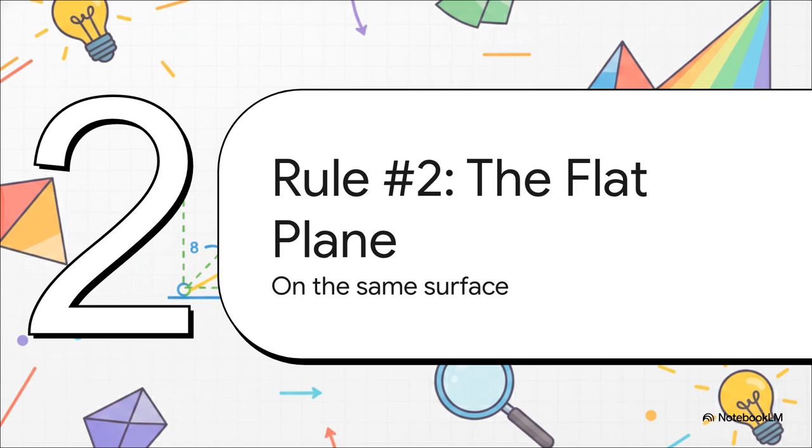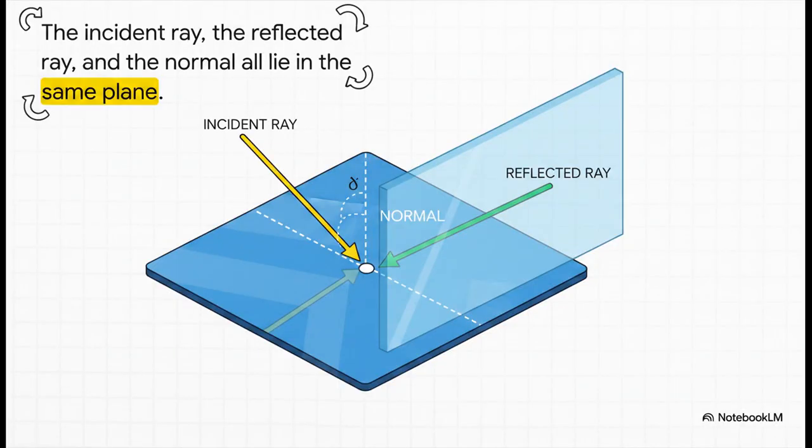Okay, so the angles are equal. Got it. But there's one more piece to this puzzle, and that brings us to rule number 2, the flat plane. This is what keeps the whole process nice and orderly. The second law states that the incident ray, the reflected ray, and the normal all lie in the same plane. So, what does that actually mean? Well, basically, the incoming light, the outgoing light, and that imaginary 90-degree line are all perfectly flat with each other.